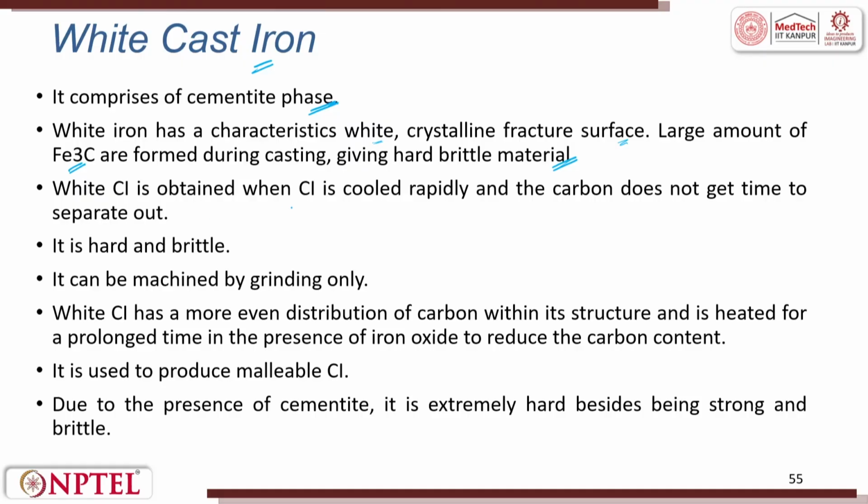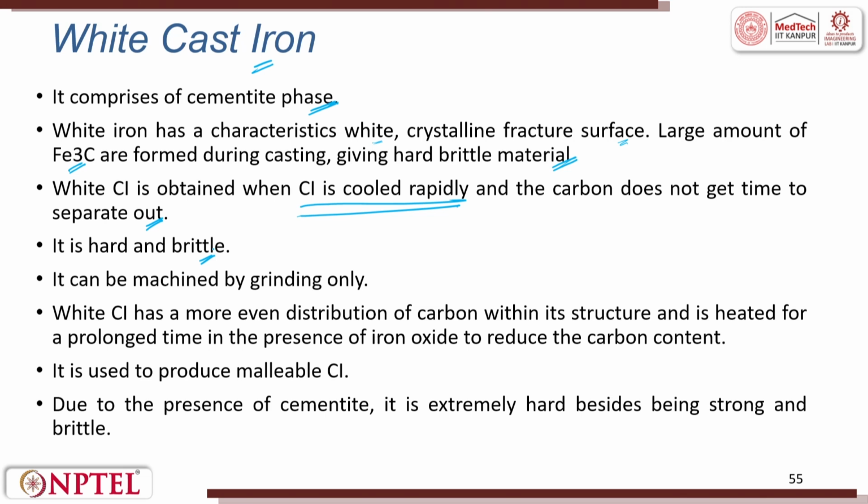So, wherever you want to have a wear resistance property, moving surface, you would prefer to go for white cast iron as against that of grey cast iron. White cast iron is obtained by cooling rapidly, grey slowly. Cooling rapidly leads to cementite. That means to say the carbon does not get time to separate out. So, it moves inside iron, it is frozen. It is hard and brittle.